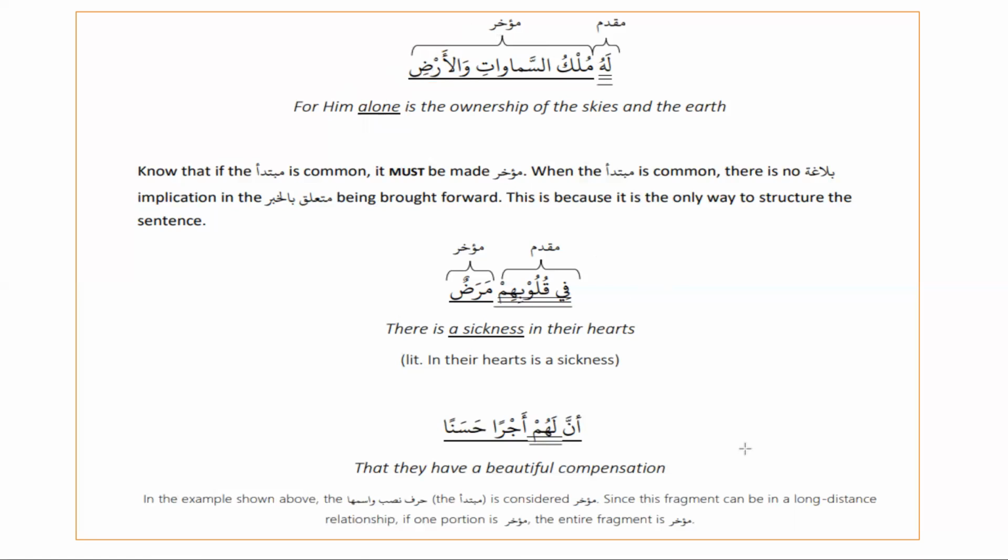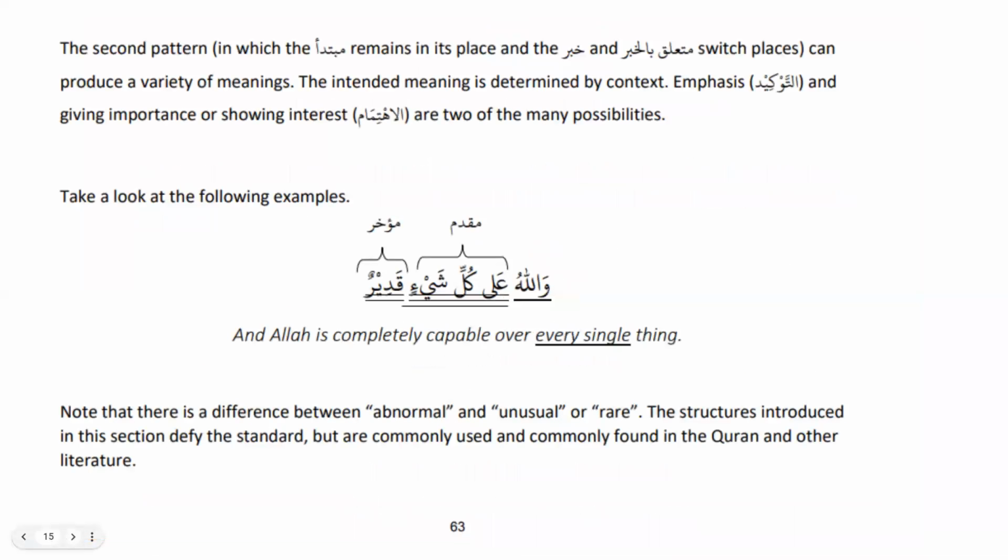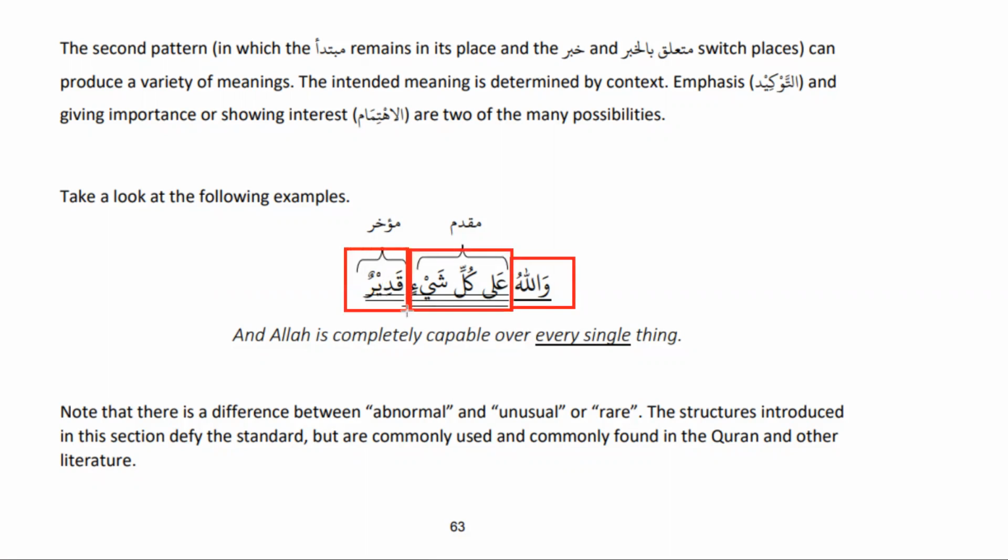Now we are going to another pattern in which khabar is not omitted, but mutaliq bil khabar comes first and then khabar. Okay. Over here we have all three parts, all three major buckets or major parts: mubtada, mutaliq bil khabar, and then khabar. We have all three parts, but mutaliq bil khabar comes first and then khabar.